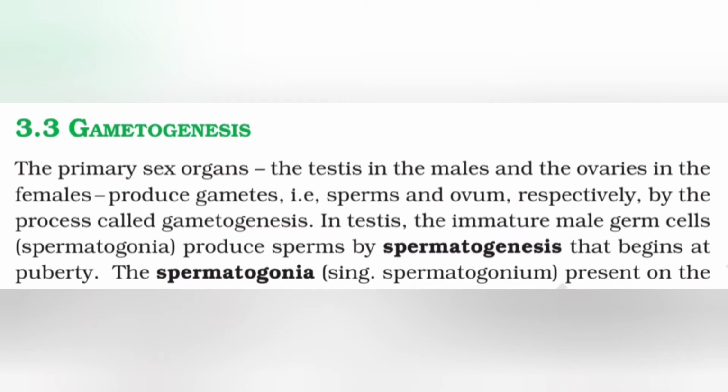The primary sex organs, testes in male and ovaries in female, as we have studied already, produce gametes, sperms and ovum respectively, by the process called gametogenesis. That is, the process of formation of sperm and ovum is called spermatogenesis and oogenesis respectively. In the testes, immature male germ cells, spermatogonia, produce sperm by spermatogenesis.